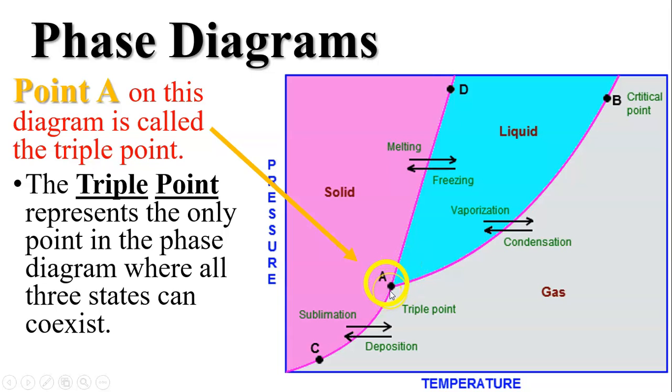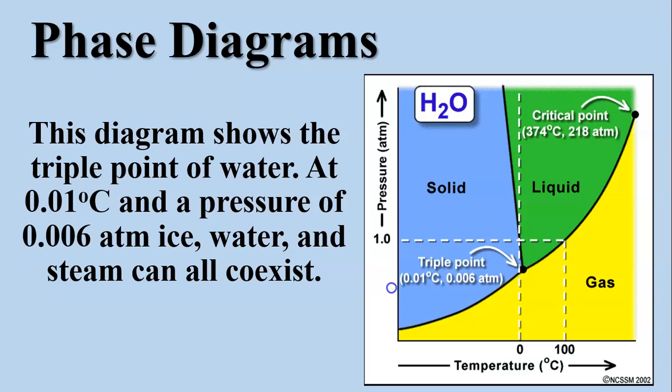Point A right here, this is a neat little point. It's called a triple point. The triple point is where all 3 phases of matter exist at the same time. Okay, solid, liquid, and gas can coexist at a very specific temperature and pressure.